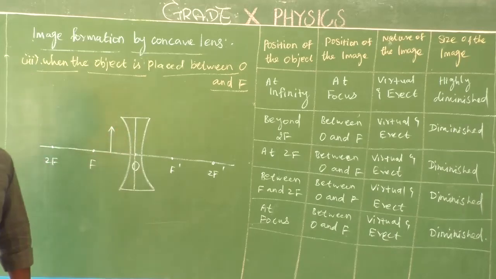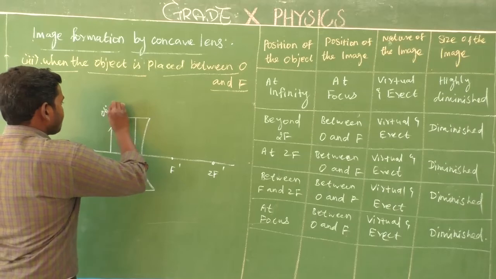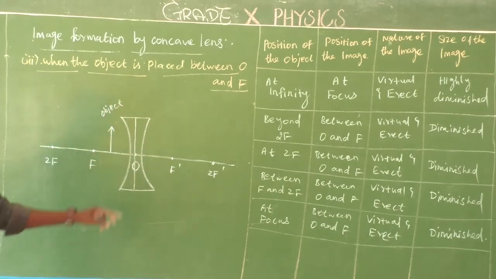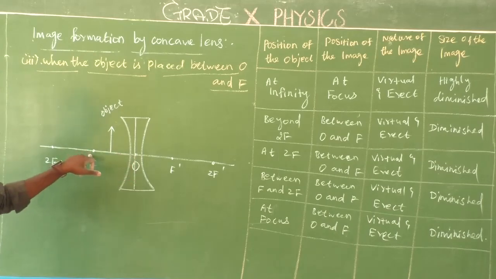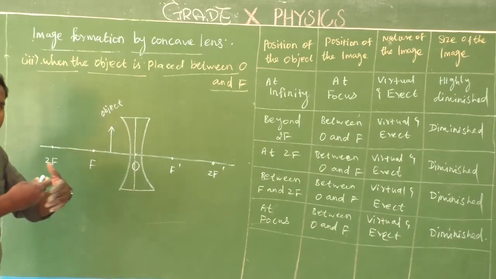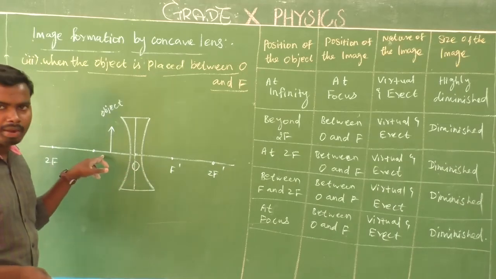This is object. Is it clear? Here object is placed between O and F, which means optical center O and the focus F. Is it clear? Yes. Look at here what happens. So light rays are coming from an object placed between O and F.